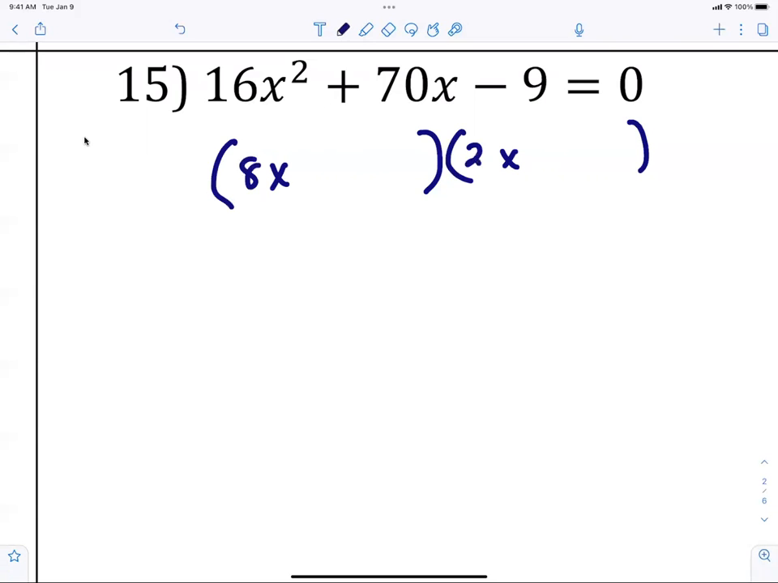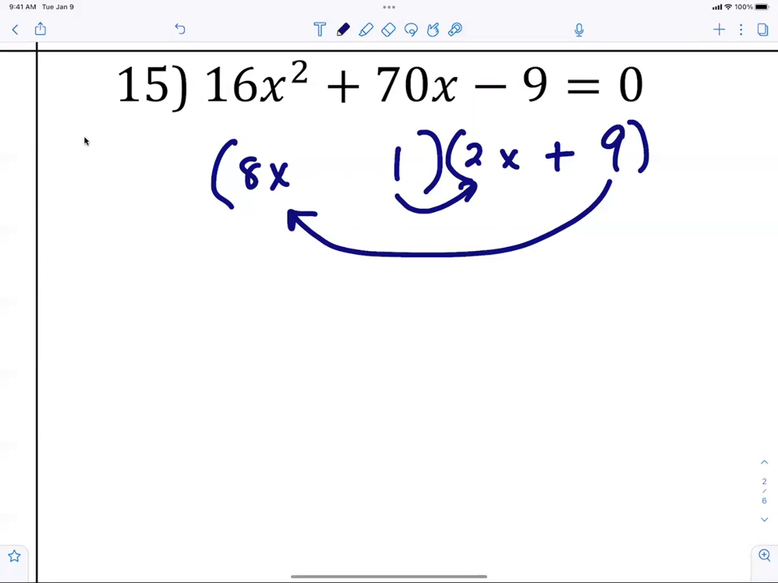8x and 2x. Now I'm trying to get to 70 and I see 9 times 8 is close to 70. Is everybody with me? I'm trying to show you exactly how my brain is thinking. So I have to throw a 9 over here because it's connected with the 8 to make what? And if I throw a 1 here, I want a positive 70. That's it. That's how simple. Simple, simple, simple. Right?